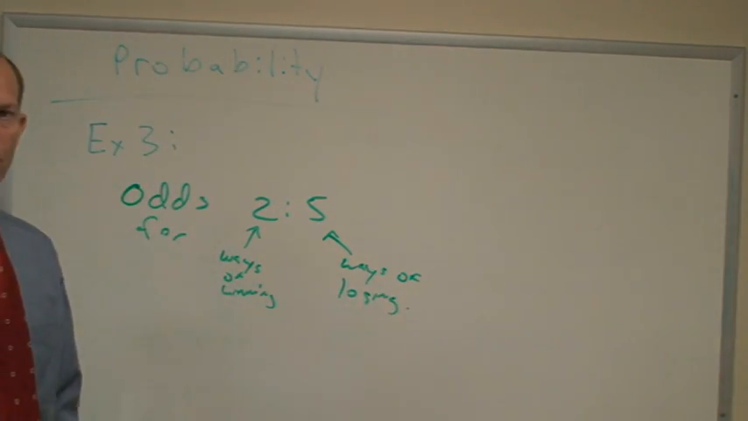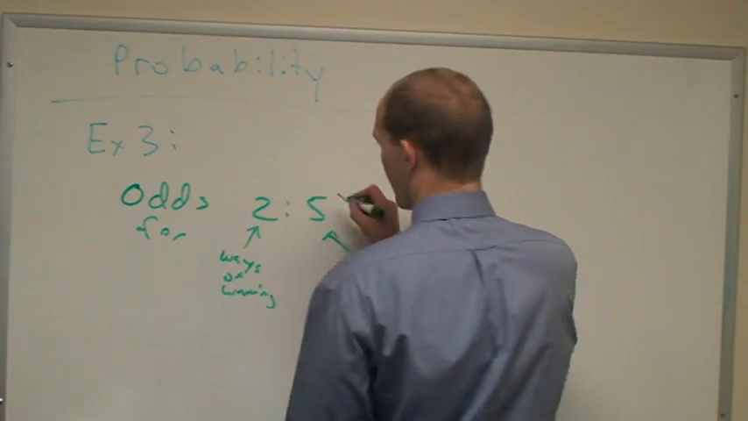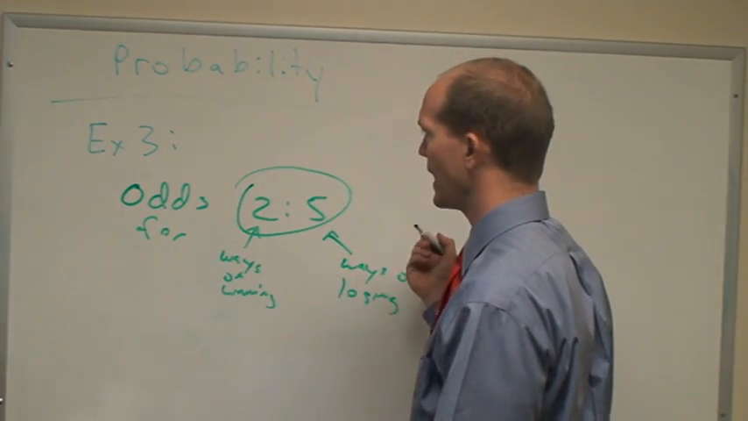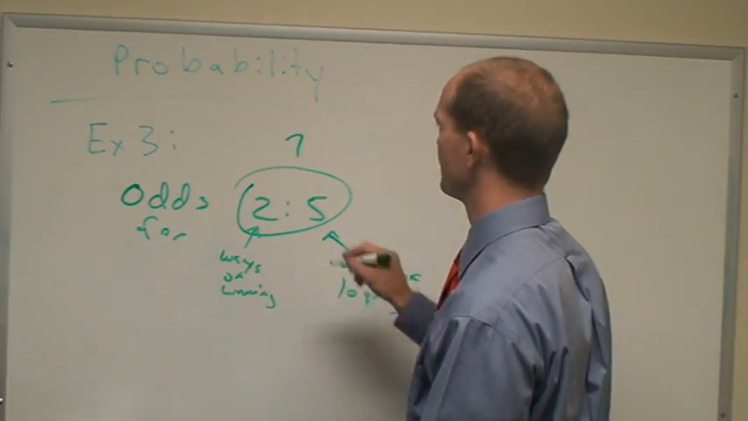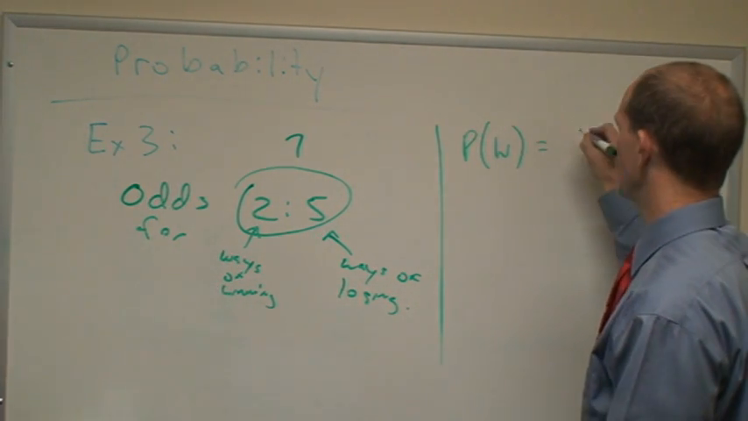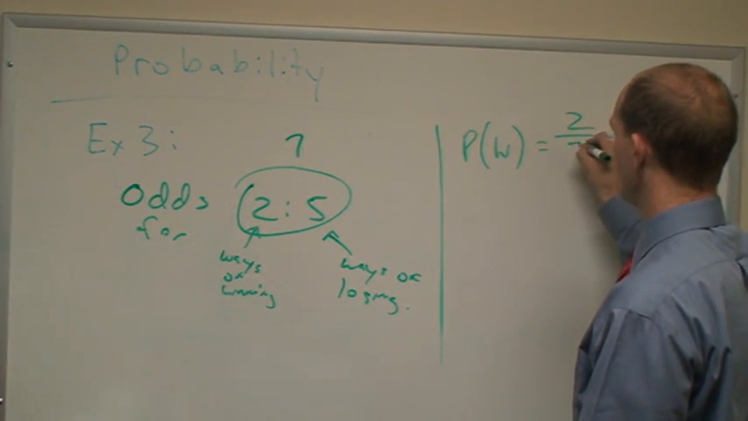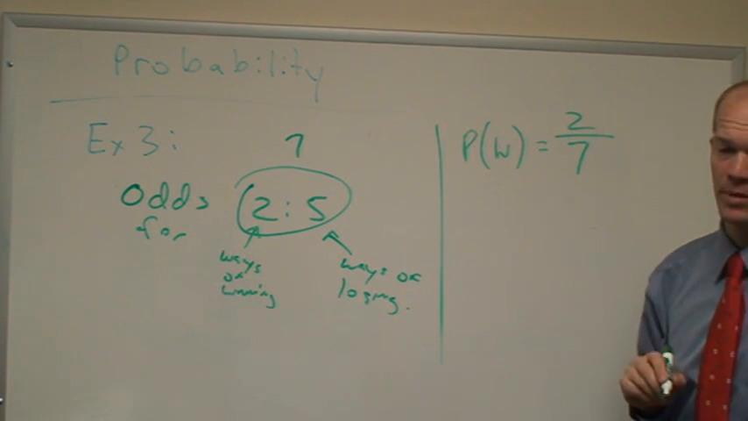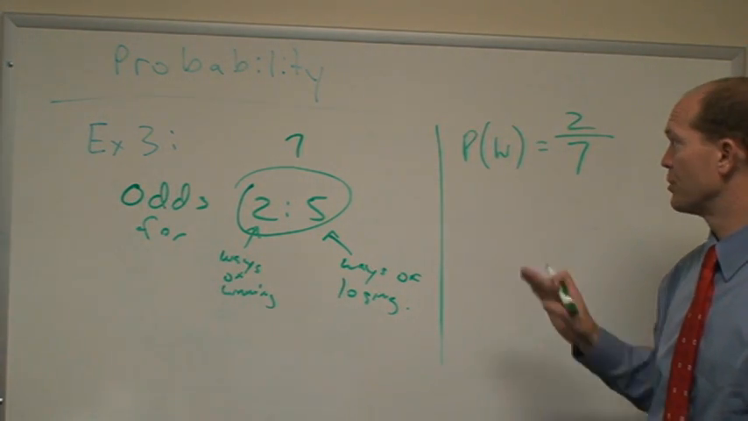Alright. So from this standpoint, we think there are how many total ways of something happening? Well, 2 plus 5 is 7. So the probability of the horse winning should be, well, there's 2 ways of him winning and 7 things total that can happen. And that will be the answer to the probability question.